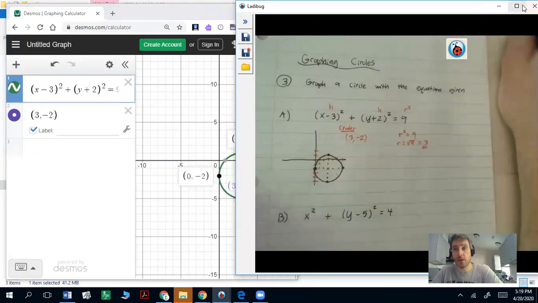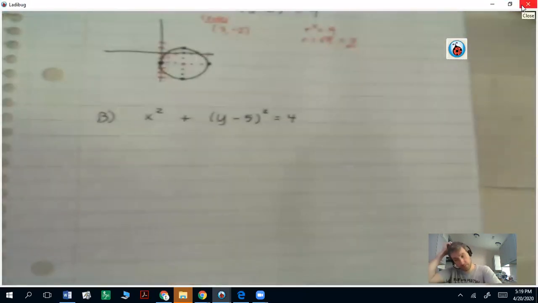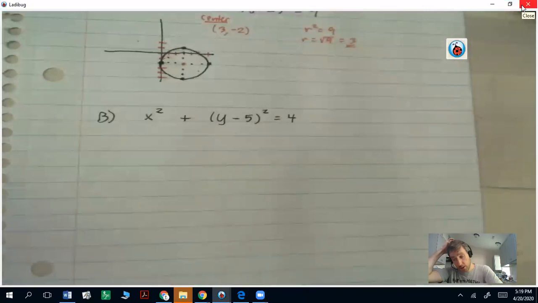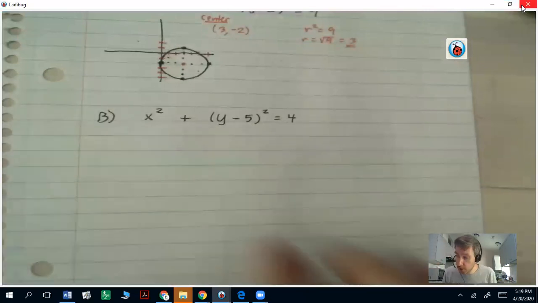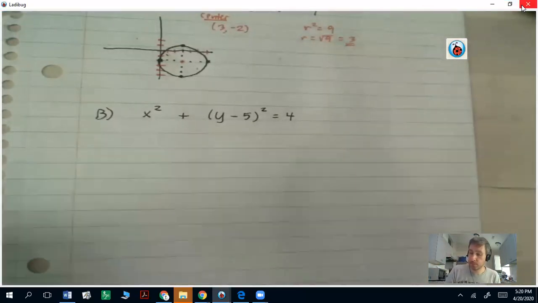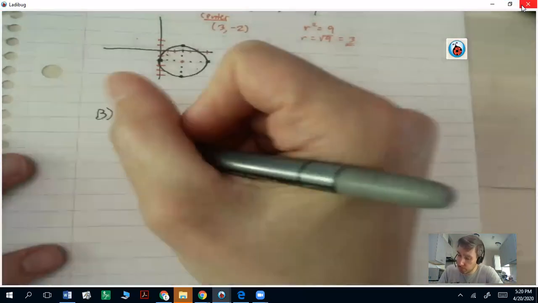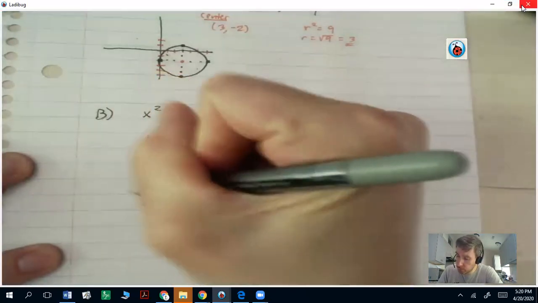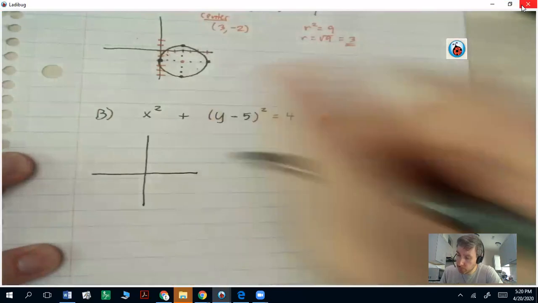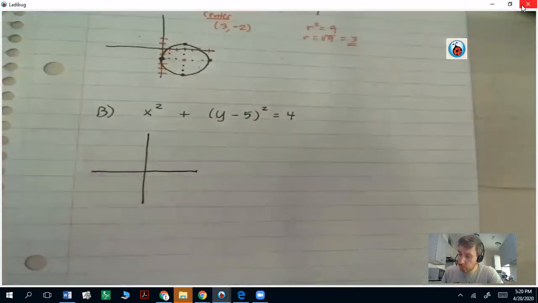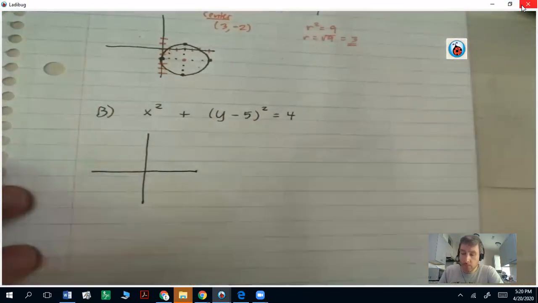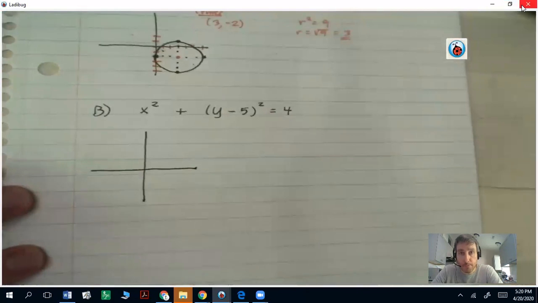Very good. Now graph part B. Pause the video, sketch it out, graph it on Desmos, check with me when you're done. Are you ready?